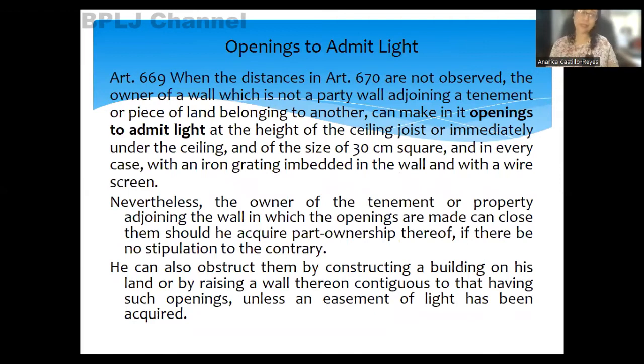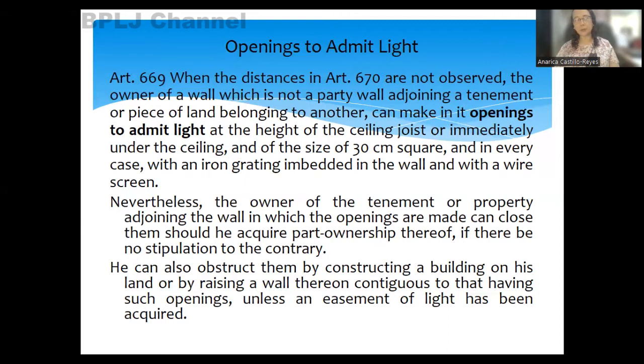Openings to admit light. When the distances in Article 670 are not observed, the owner of a wall which is not a party wall adjoining a tenement can make in it openings to admit light at the height of the ceiling joist or immediately under the ceiling and the size of 30 centimeters square, and in every case with an iron grating embedded in the wall and with a wire screen. So if you cannot meet the 2 meters and the 60 centimeters requirement, then you can have just an opening to admit light, immediately under the ceiling.